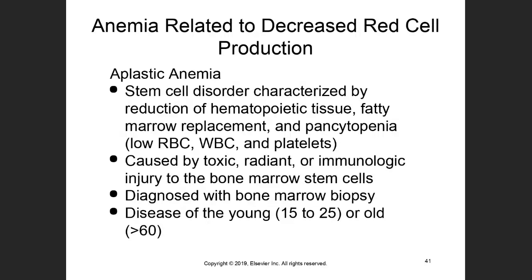Aplastic anemia is one type of anemia. It's a stem cell disorder characterized by reduction of hematopoietic tissue. Fatty marrow replacement: the bone marrow is replaced by fat and produces pancytopenia. That's a characteristic of aplastic anemia. Pancytopenia means that the red blood cells, white blood cells, and platelets, everything is low.